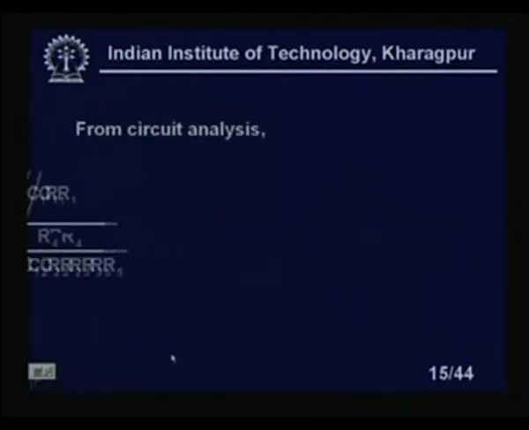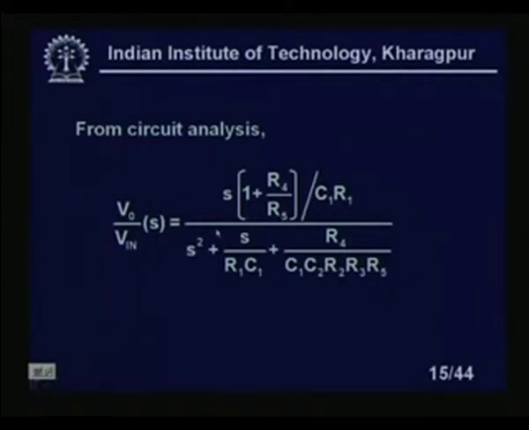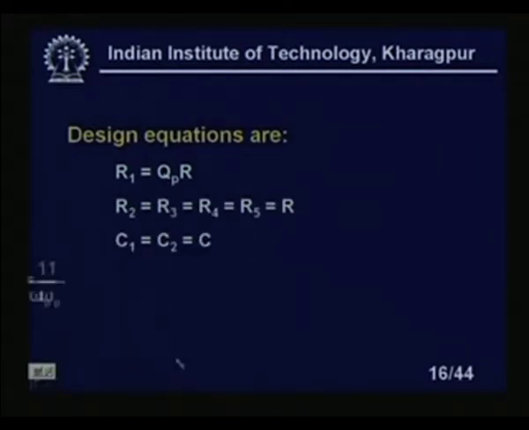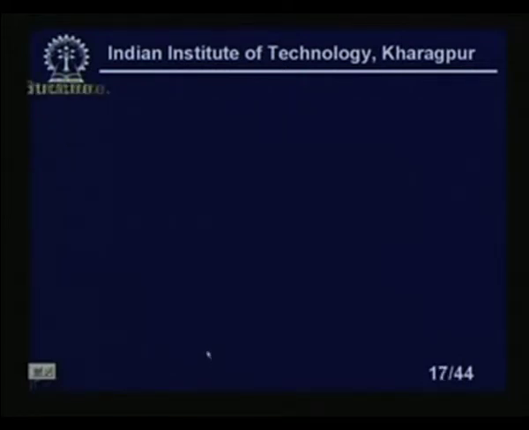So, I will get a transfer function which looks like this. You can see here there is a single zero at the origin and 2 complex conjugate poles. So, V naught by V in equals S times (1 plus R4 by R5) upon C1 R1, divided by S square plus S upon R1 C1 plus R4 upon C1 C2 R2 R3 R5. And the design equations look like this: R1 equal to QPR, R2, R3, R4, R5 equal to R, C1 equal to C2 equal to C, and CR equal to 1 by omega p.